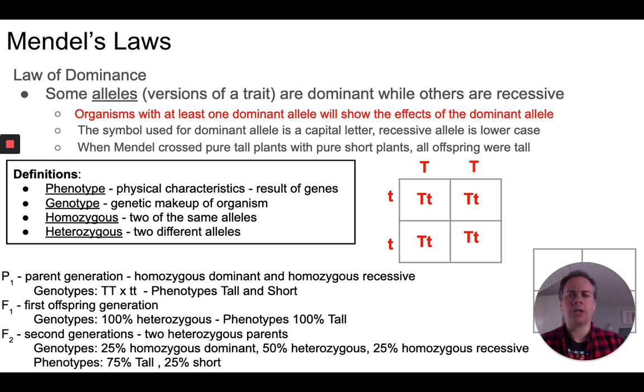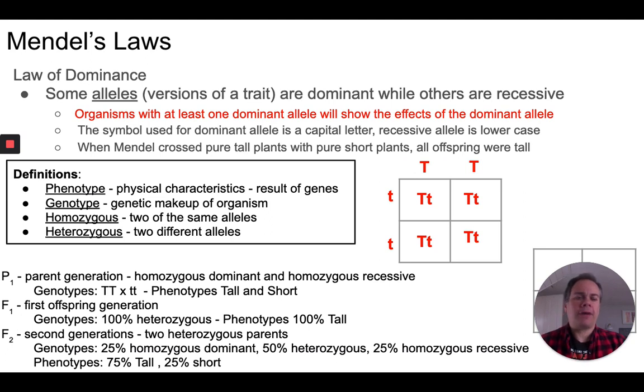And so that's what Mendel found. When he crossed a pure tall plant with a pure short plant, every single offspring was also tall. And that led him to his ideas about dominance. What Mendel said is that, well, tall is a dominant allele. If you have one of these dominant alleles, that's what's going to show through. And since every offspring ended up with at least one dominant allele, that's why all of the offspring were tall.